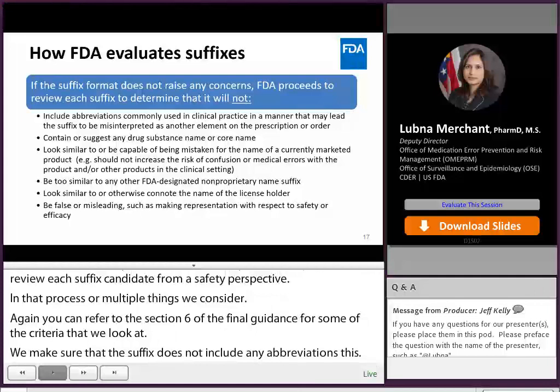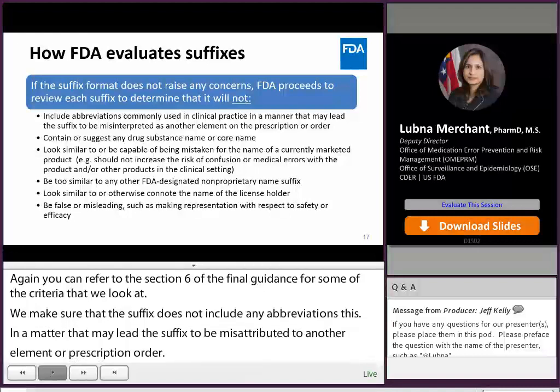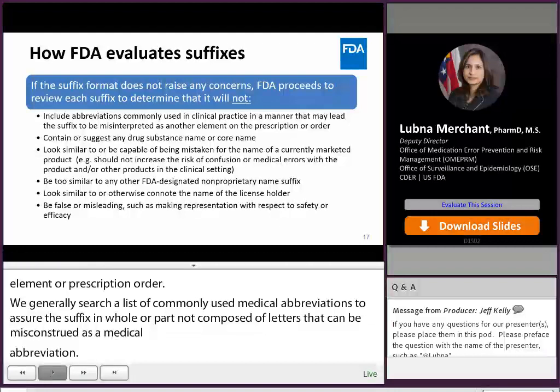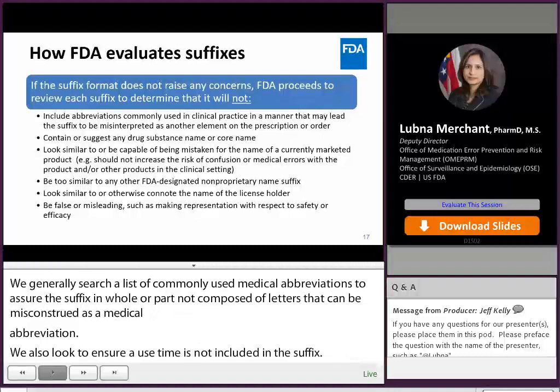To identify the presence of any abbreviations within a suffix candidate, we generally search lists of commonly used medical abbreviations to ensure the suffix is in whole or in part not composed of letters that could be misconstrued as a medical abbreviation. We also look to ensure a USAN stem is not included within a suffix. This is the United States Adopted Name stems that are generally included within the established name to denote a pharmacological class.